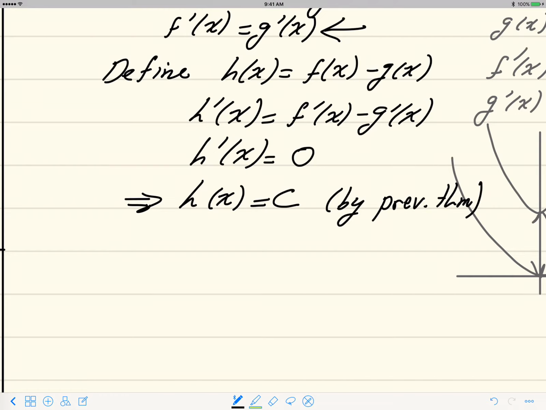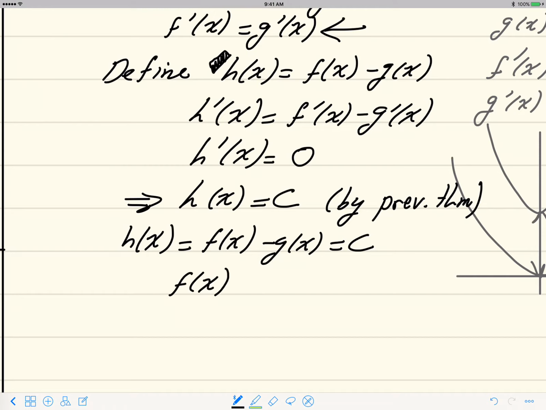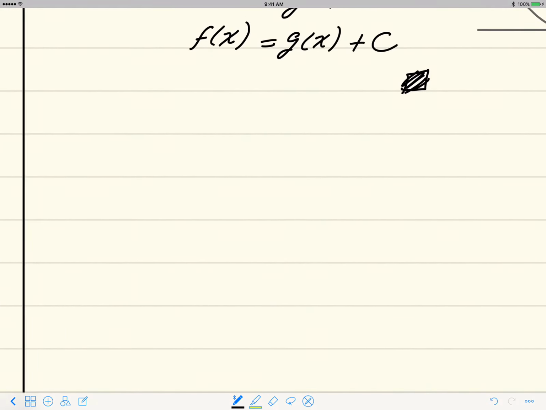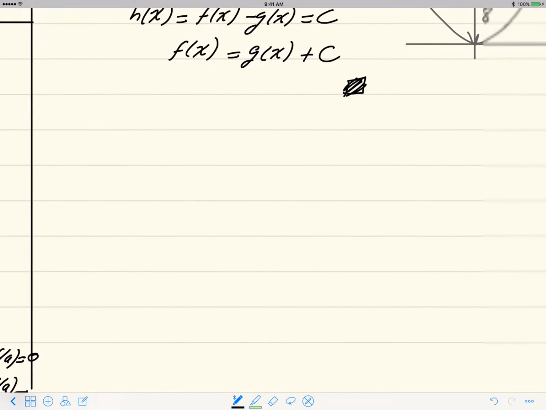So in other words, take the definition of h from here. h of x, which is equal to f of x minus g of x, is just a constant. So in other words, f of x is g of x plus c. And that proves the theorem that if two functions have the same derivative everywhere, then their difference is just a constant. Okay? All right. Now for one last theorem.